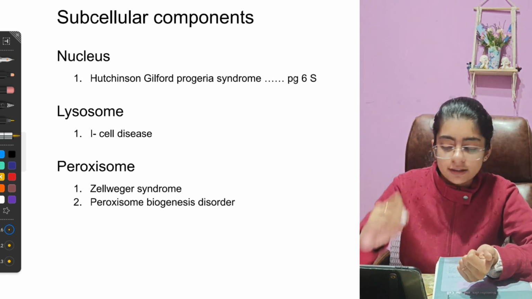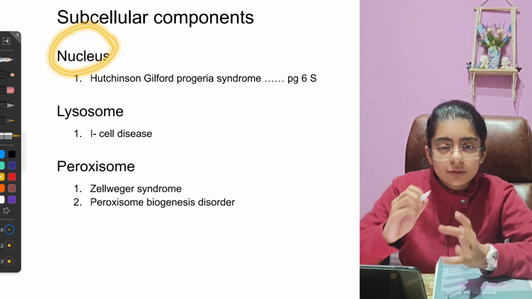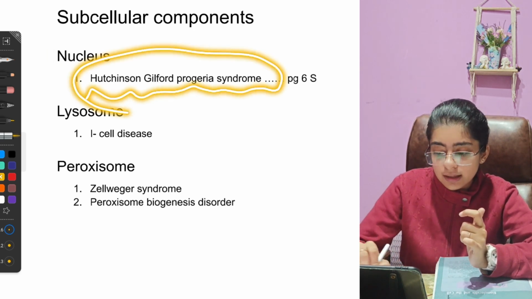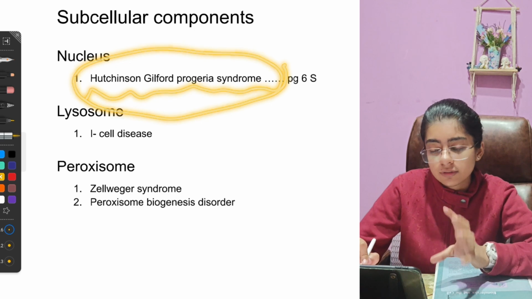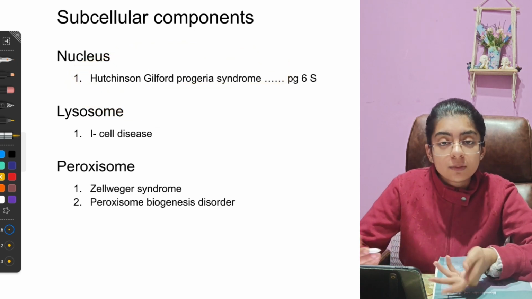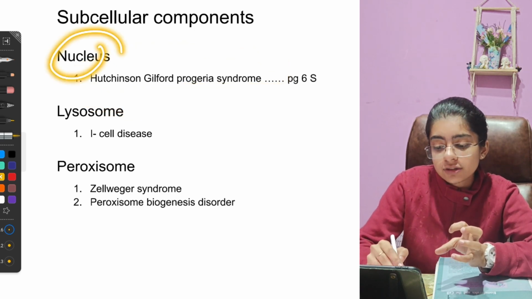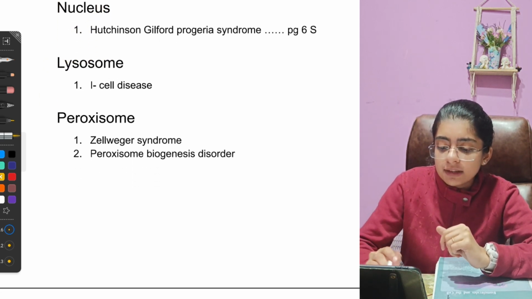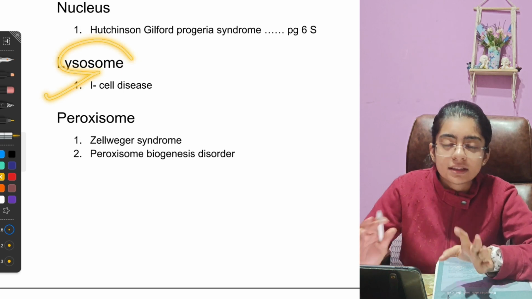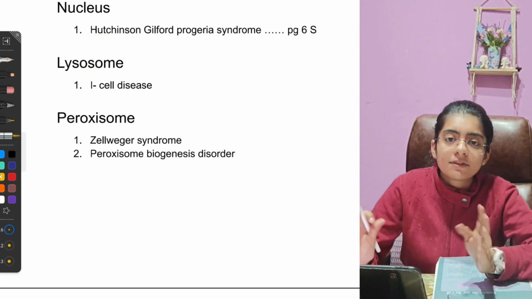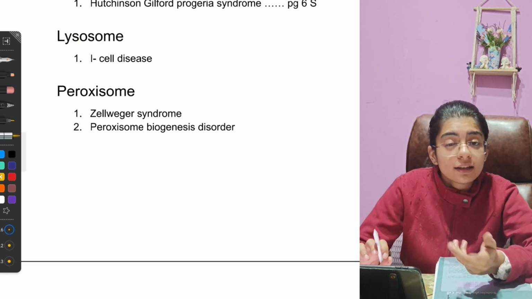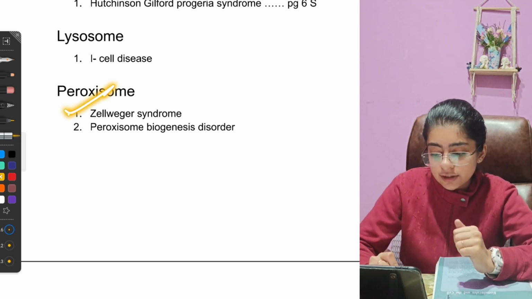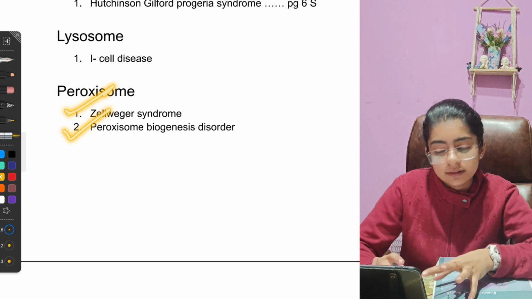So let's start. First of all, in nucleus you need to know the basic idea, everything about it, but there is one syndrome, HGP syndrome, which you need to learn about as a clinical point. If one question comes from nucleus, just add this thing along with it, okay, even if it is not asked. Then lysosome, I-cell disease is a very famous and very popular question. It can come in the final exam as well, or it can also come as an MCQ if the weightage is low. Then peroxisome, Zellweger syndrome, and peroxisome biogenesis disorder.